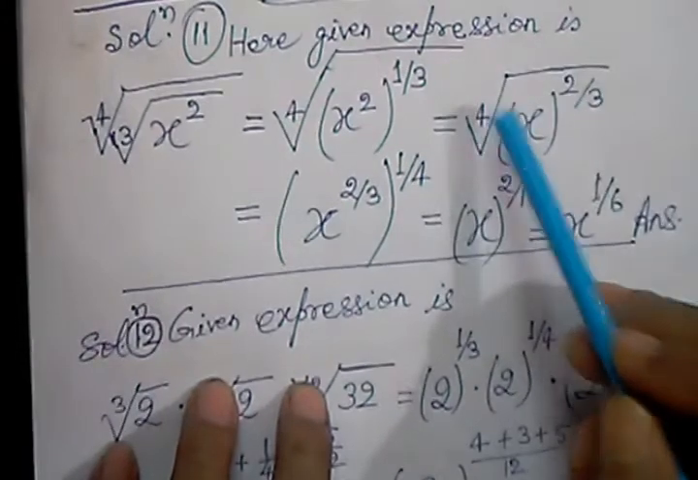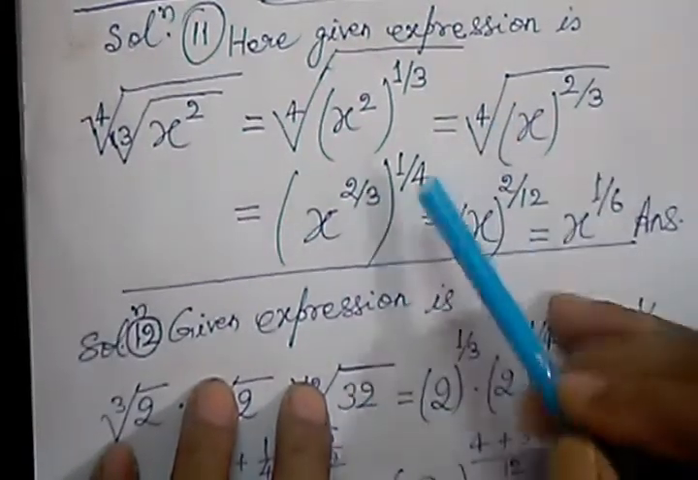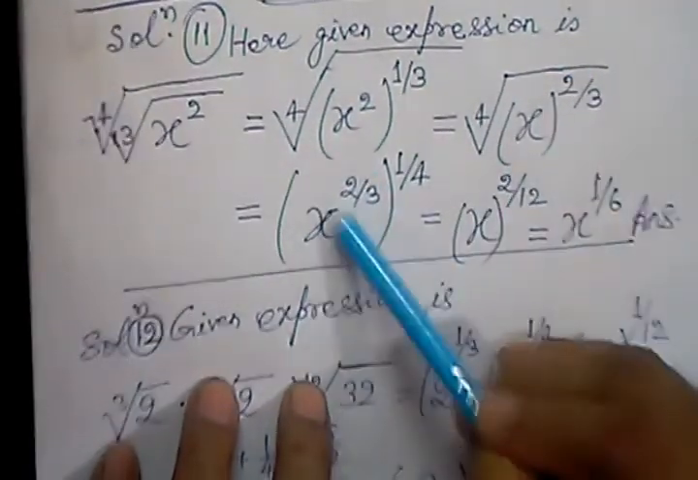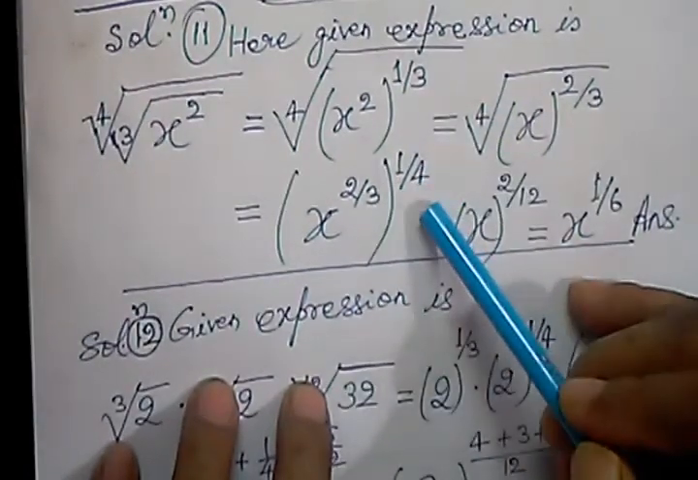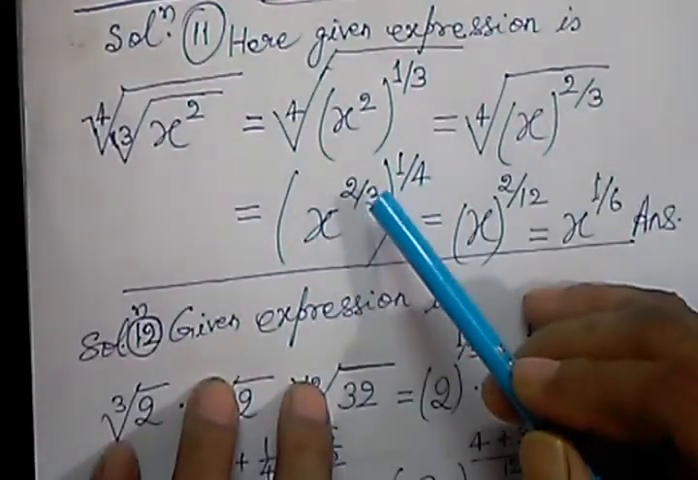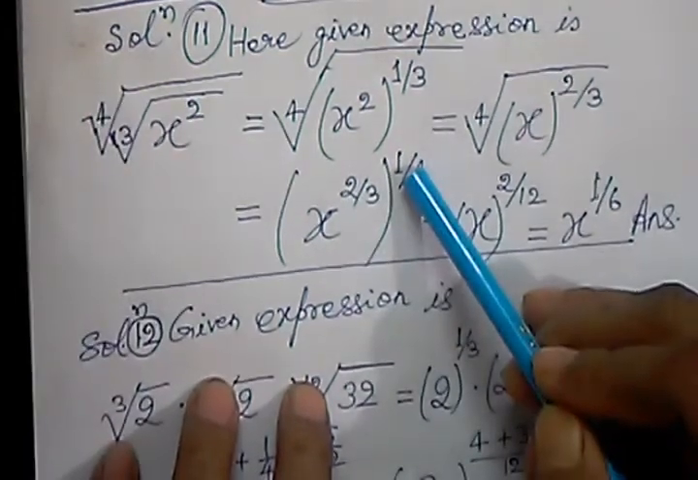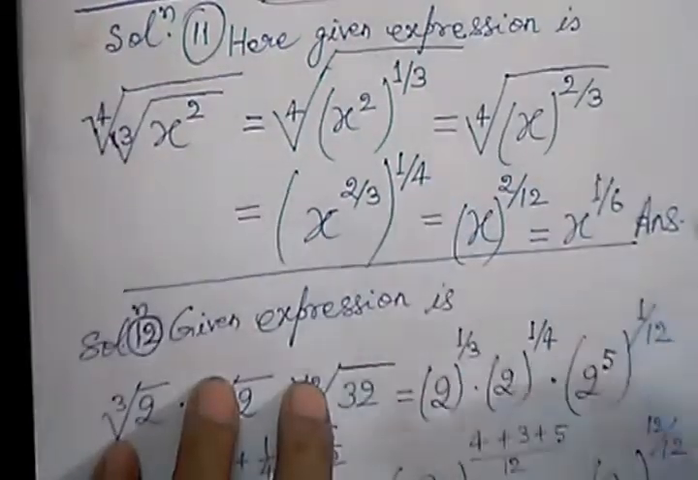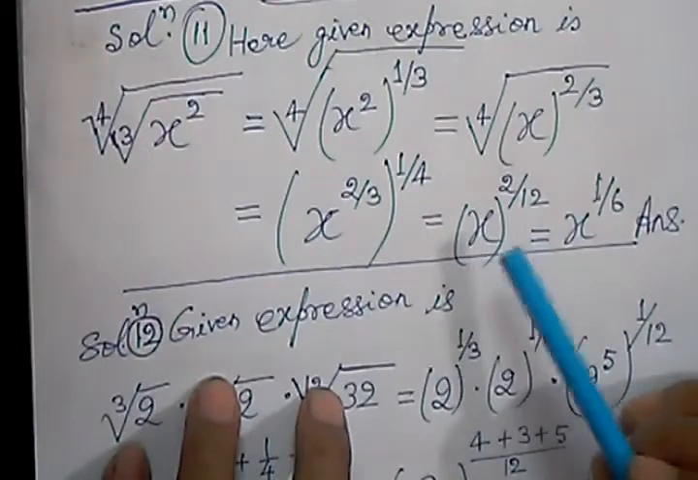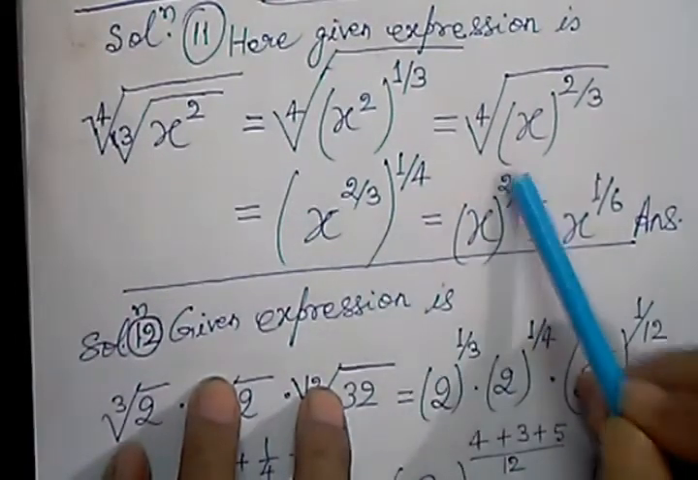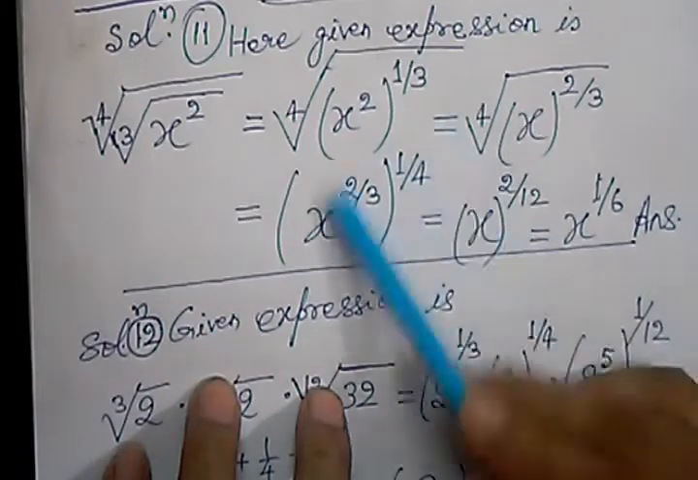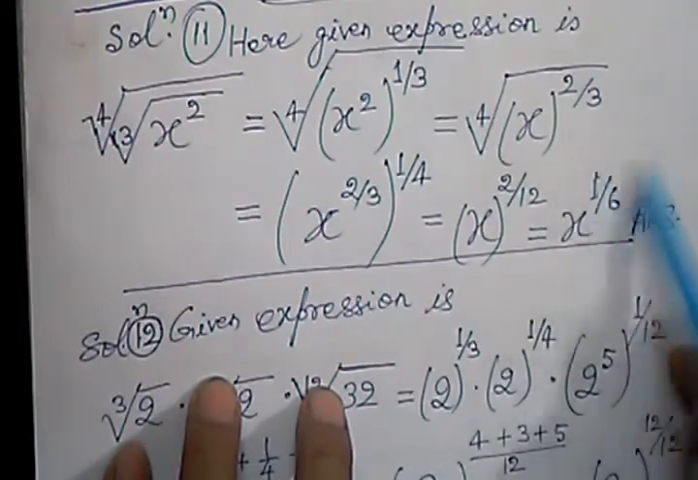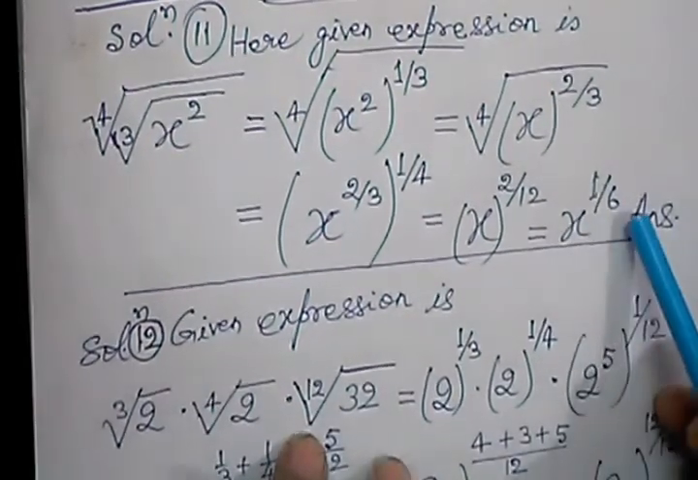Now see, this fourth root can be written as the power 1 upon 4. So x to the power 2 upon 3 is here, and whole to the power 1 upon 4. Now again it is in the form of power of a power, so we have to multiply. After multiplication, here it will be x to the power 2 upon 12. Now cancel this 2 upon 12, you will get 1 upon 6. So it is x to the power 1 upon 6.